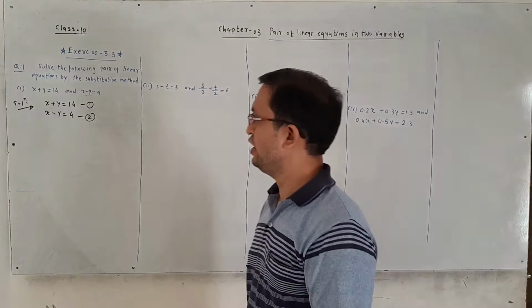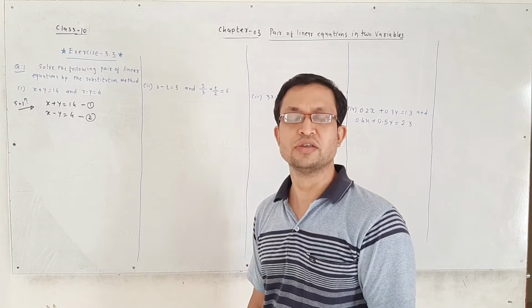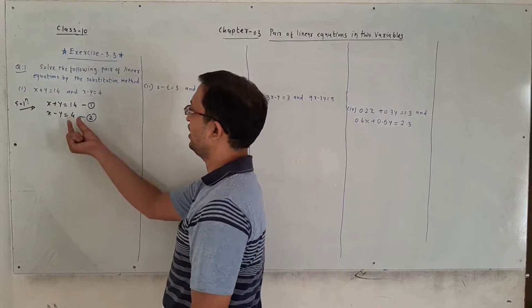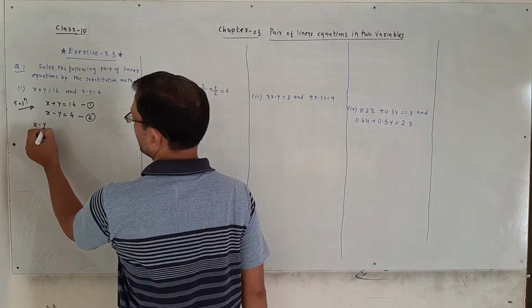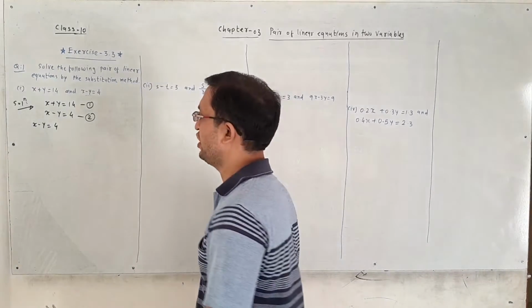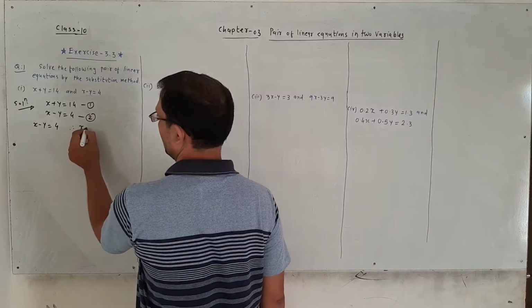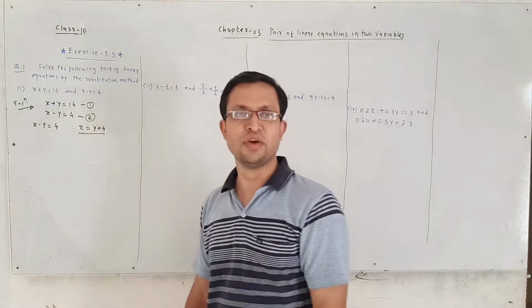First, any one equation we select to convert into x form or y form. So I select equation number 2. Here x minus y is equal to 4. This equation we convert into y form. Therefore x is equal to y plus 4. That is the substitution value of x.